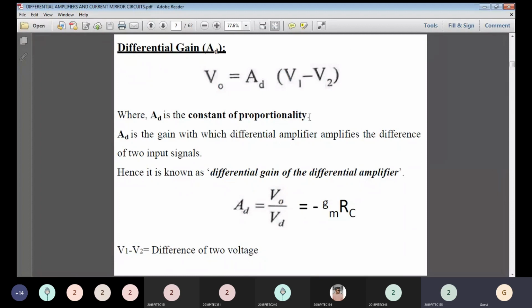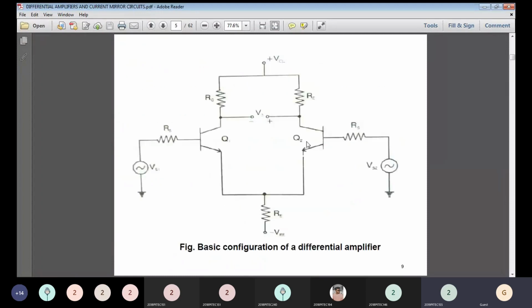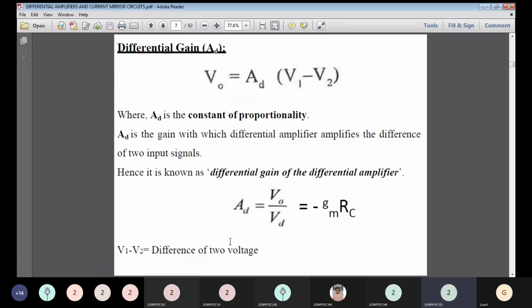input. So what is your output? The output we get from the collectors C1 and C2 of transistors Q1 and Q2. So output is equal to the proportionality gain AD times V1 minus V2. So AD is equal to V0 divided by VD, where VD is the difference of the two voltages. This we can simplify and write as GM, the transconductance, times the resistance on the collector side, RC.